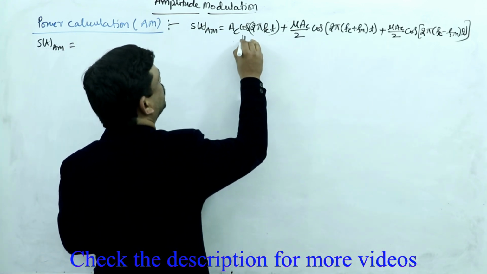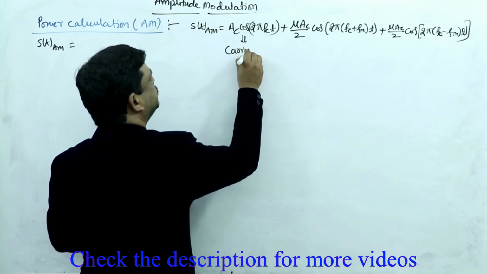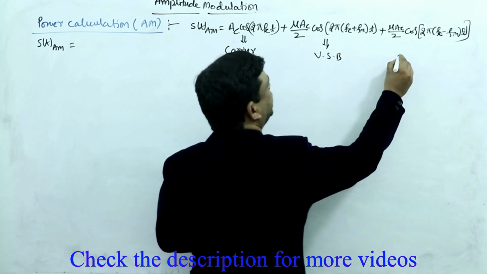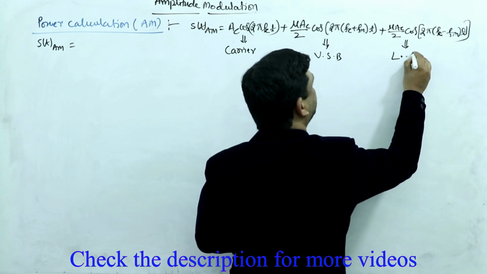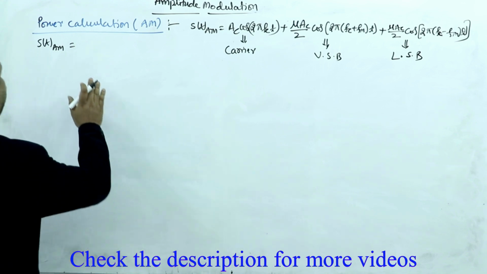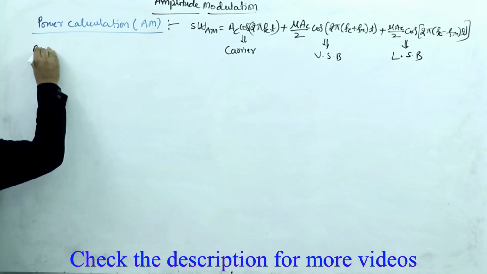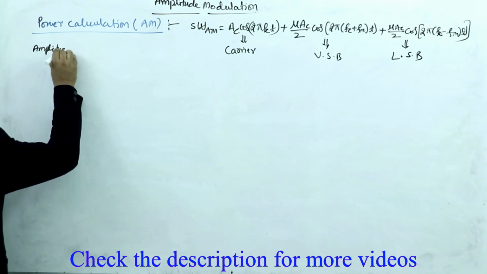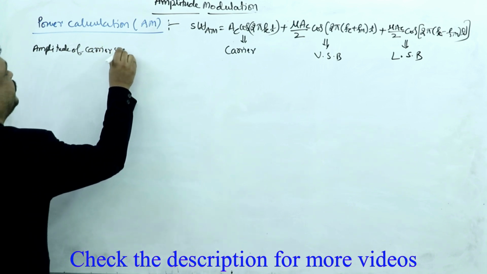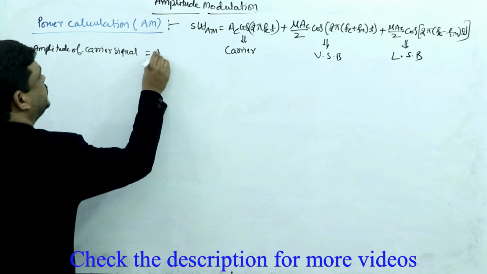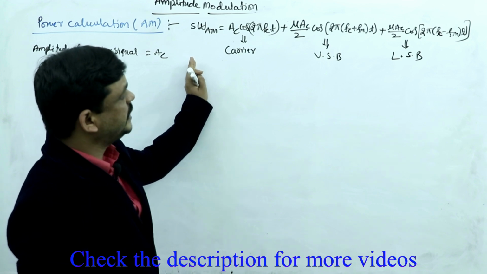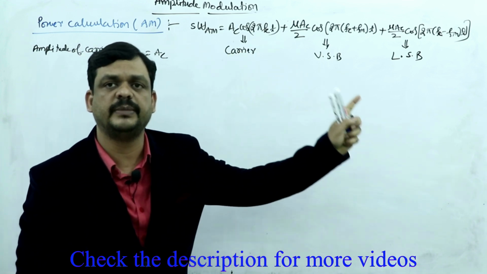This parameter is also called the carrier signal, and this parameter is also called the upper sideband. This parameter is the lower sideband. So it consists of totally three parameters. From this, now I want to write the amplitude of the carrier signal. The amplitude of the carrier signal is Ac. The AM modulated signal consists of three parameters: carrier, upper sideband and lower sideband.